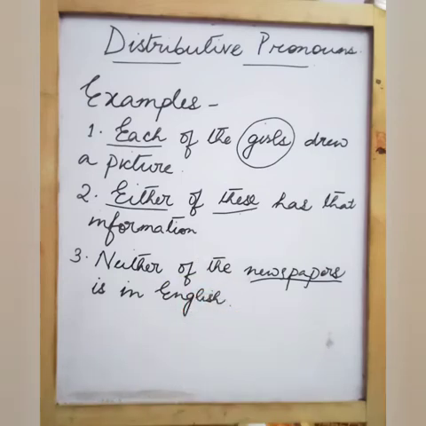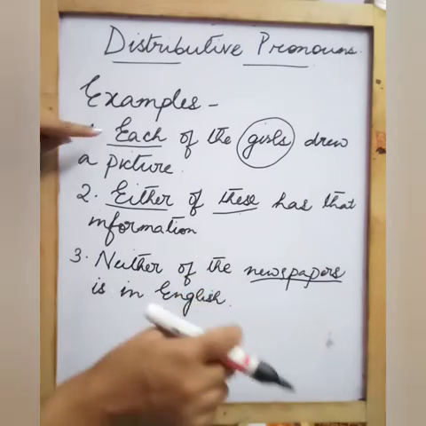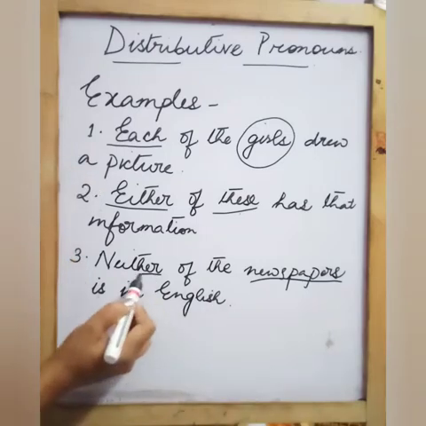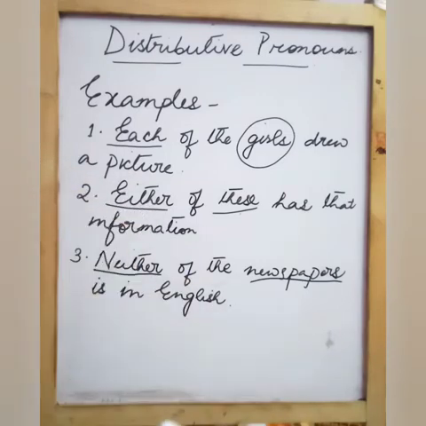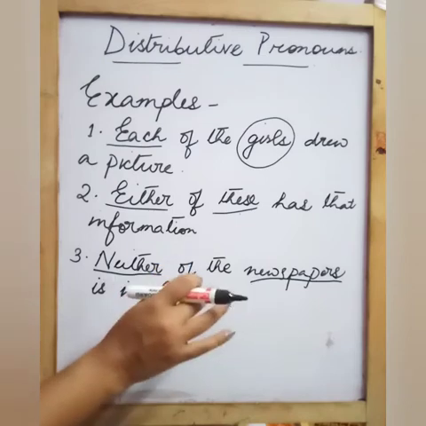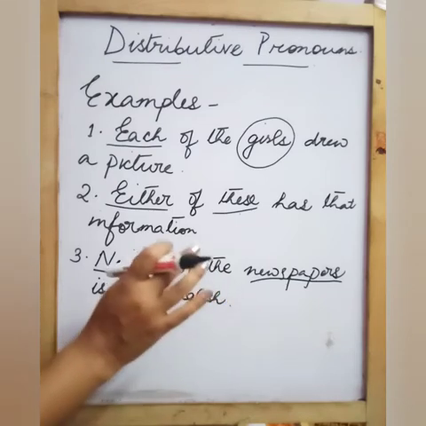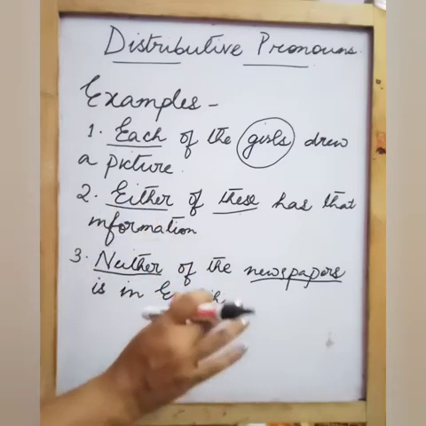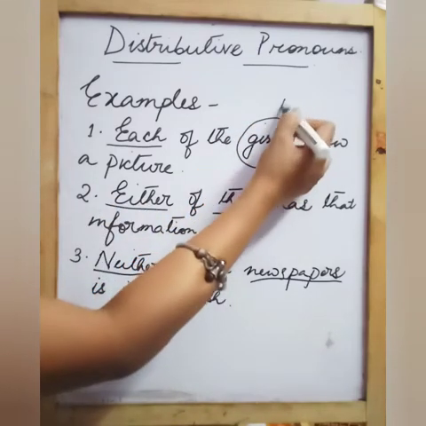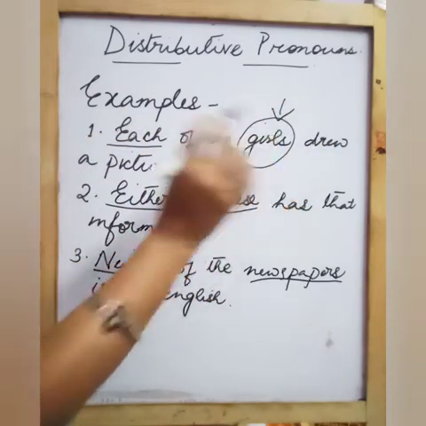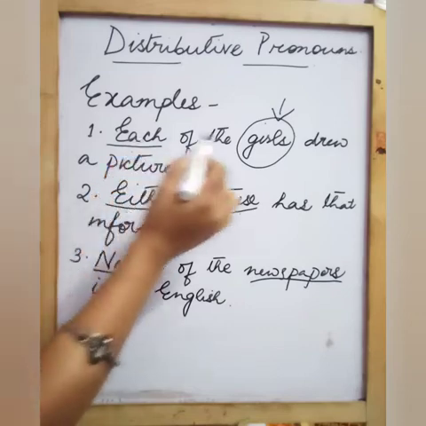Fine. Now the thing is what? These words, each, either, neither, these are what? These are distributive pronouns. All right. Now what are distributive pronouns? Very simple. These are the pronouns which are used to indicate all the members of a representative group. Means what? A representative group, say in this case, in the first sentence, the representative group is of a group of girls, isn't it? So each of the girls.